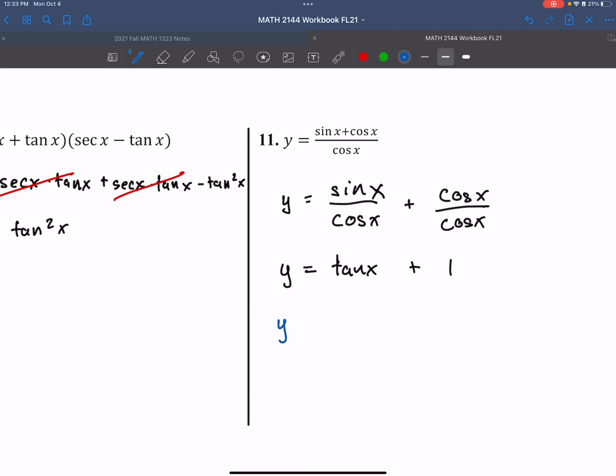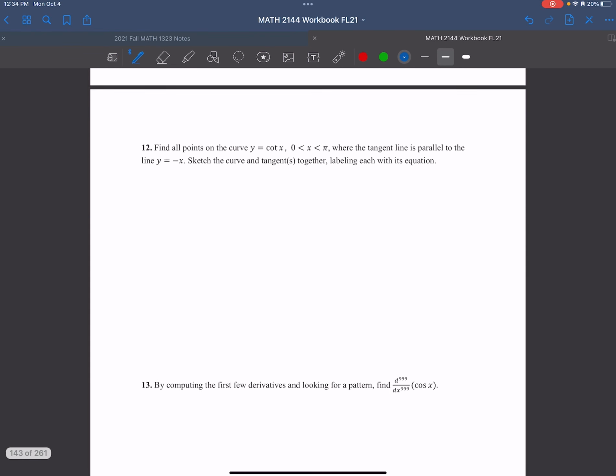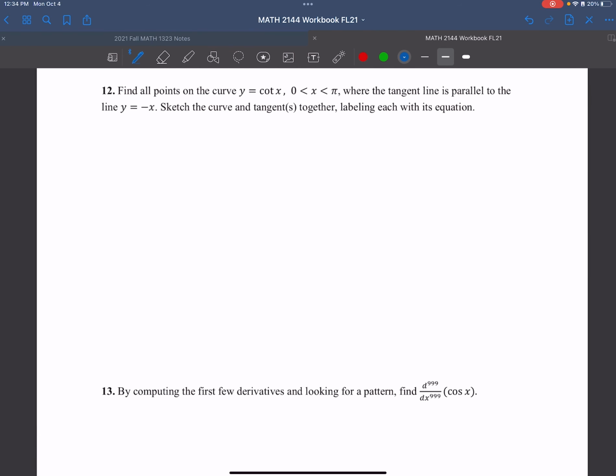So we end up with y prime is just equal to secant squared. Yep, 2 seconds to get that. Okay. So does anyone have any questions on 10 or 11? Okay, so let's see what else we have. Oh yeah, 12 and 13.